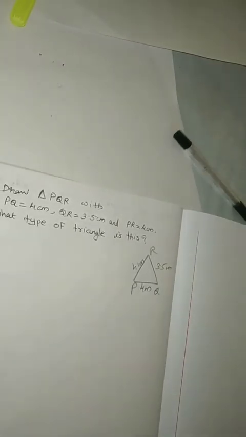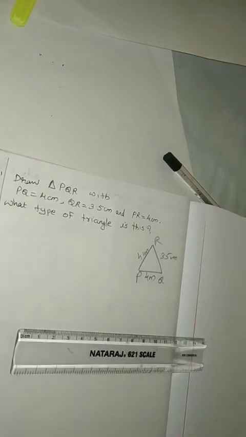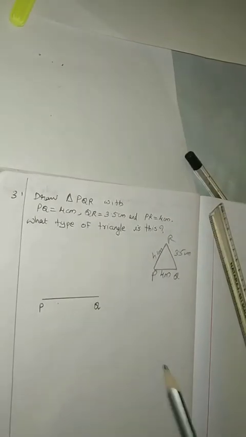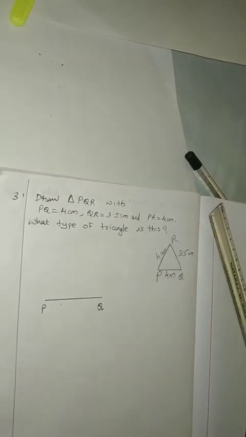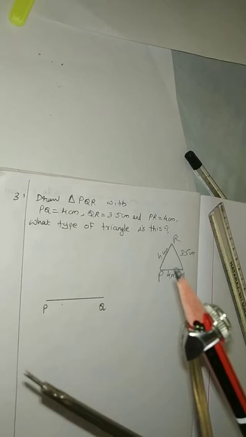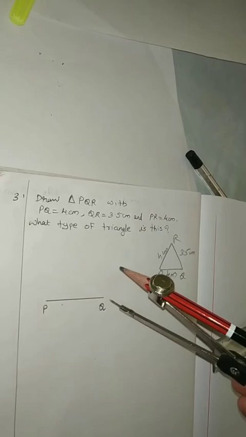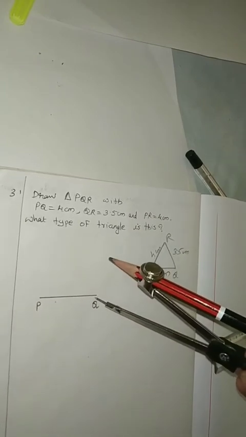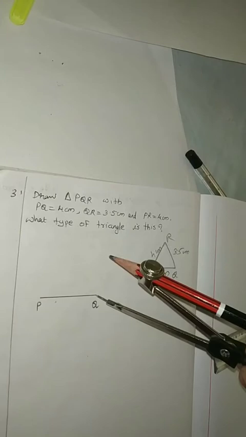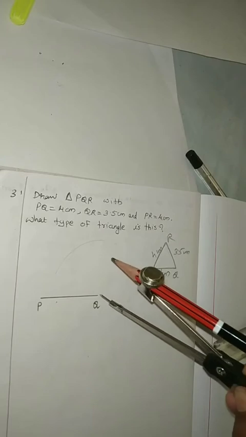Okay. Now we can draw the actual diagram of this PQR. First, we take PQ equal to 4 cm. We draw a line segment PQ. Okay. Now we can measure 3.5 cm. Then, with this 3.5 cm as radius, keep the compass point on Q as center and draw an arc. Okay. Can you see?